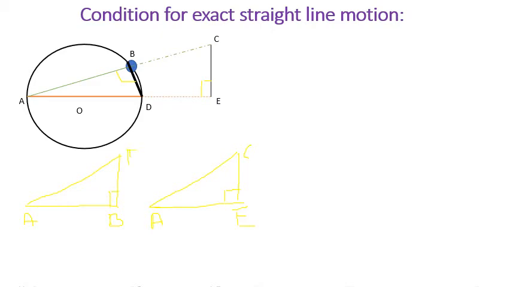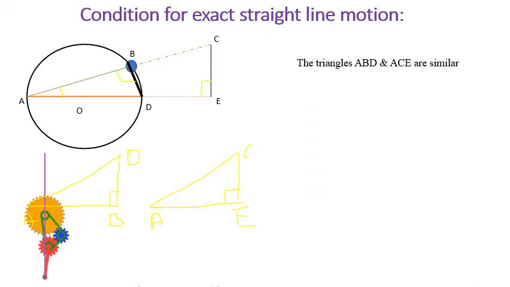So these are similar triangles because they have the same angle. Triangle ABD and triangle ACE are similar because they have the same angle. Therefore, triangle ABD is similar to triangle ACE.